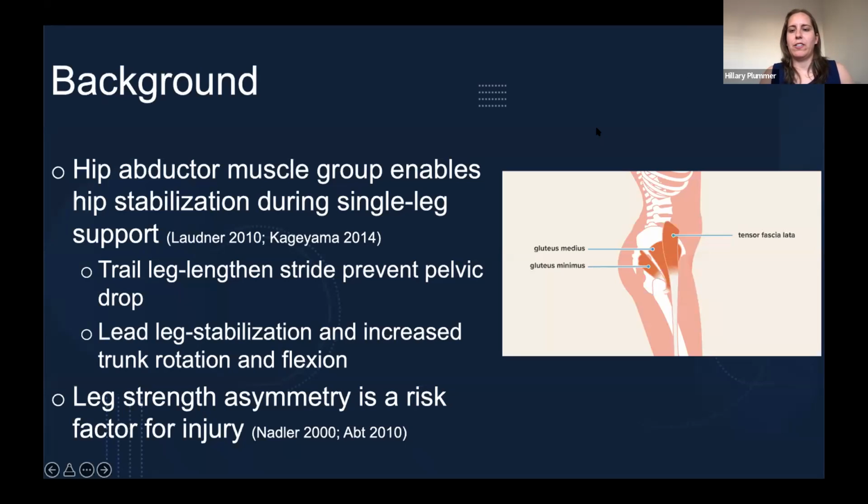So what are the hip abductors? If you look at the figure on the right, these are going to be the muscles that attach to your pelvis and then onto your upper leg or femur. And they act to move your leg out to the side. And we know that these muscles are very important in throwing and pitching and hitting as well, as they enable hip stabilization during single leg support. So during pitching with the trail leg, so your back leg, the hip abductors function to lengthen the stride and prevent the pelvis from dropping down. And at the lead leg, stabilization and increased trunk rotation and flexion during pitching.